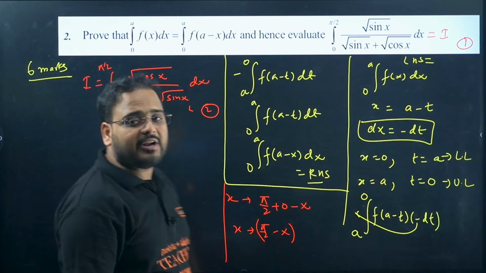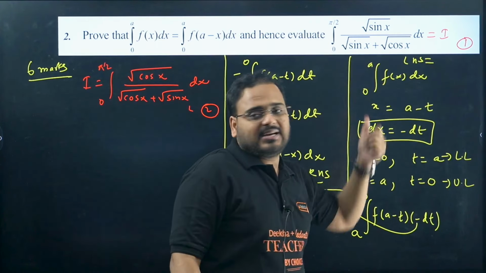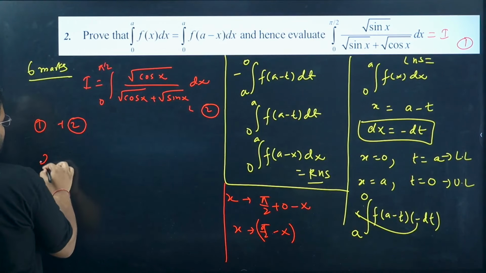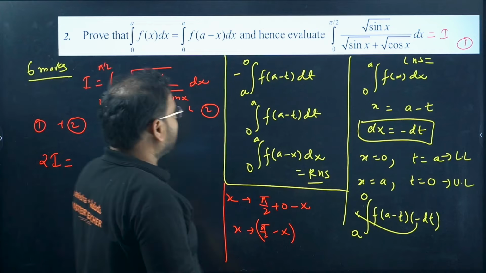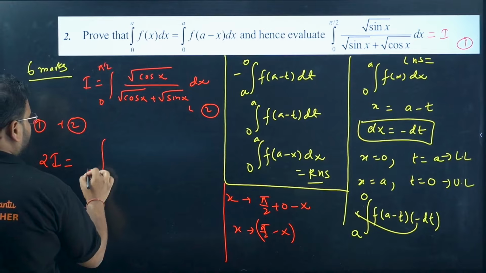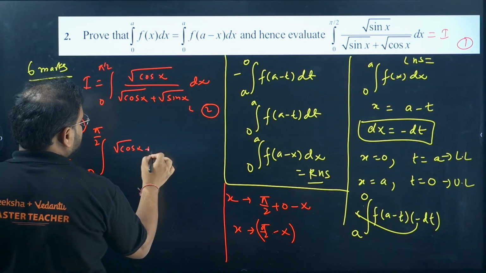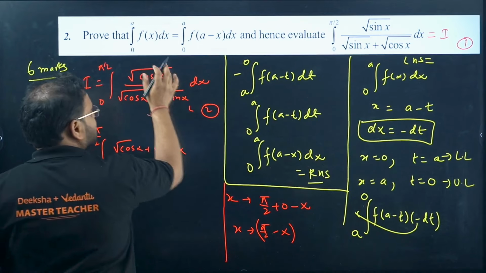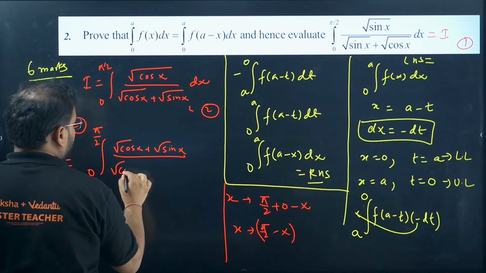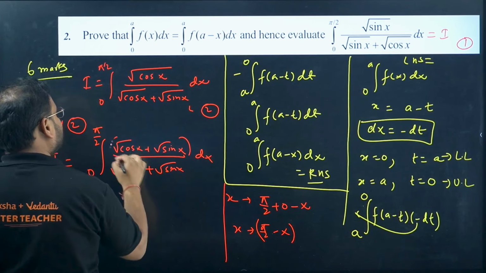Check carefully, in equations 1 and 2, the denominator is same for the function: root cos x plus root sine x. So I can add them. Add equations 1 and 2. You'll have I plus I as twice I. If you add these under the same limits, 0 to pi by 2, you'll have root cos x plus root sine x. Here we have root cos x, there we have root sine x. Add them and you'll have root cos x plus root sine x, same thing in the denominator also. This whole thing is cancelled.